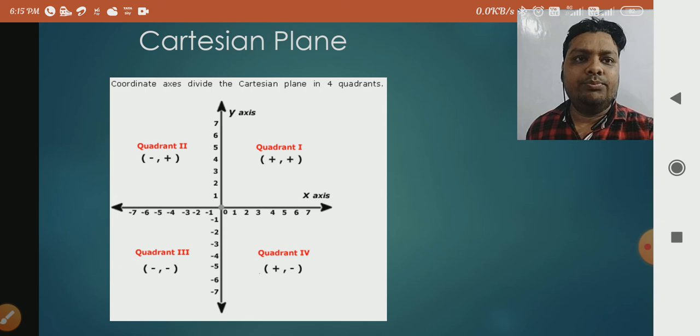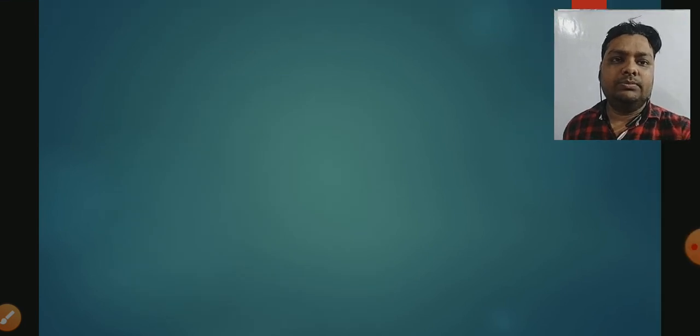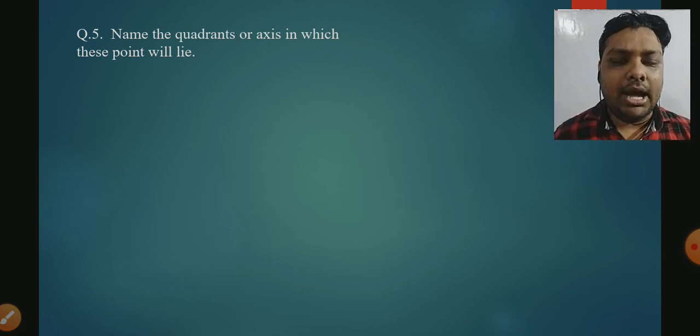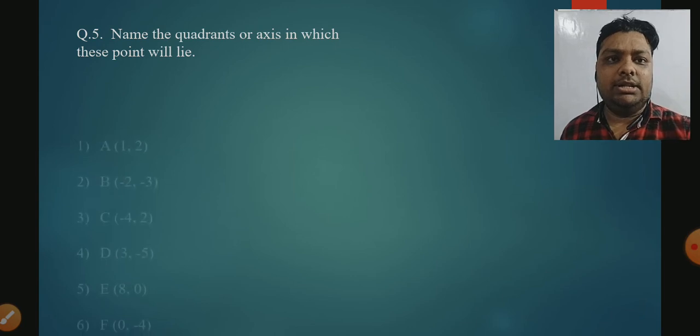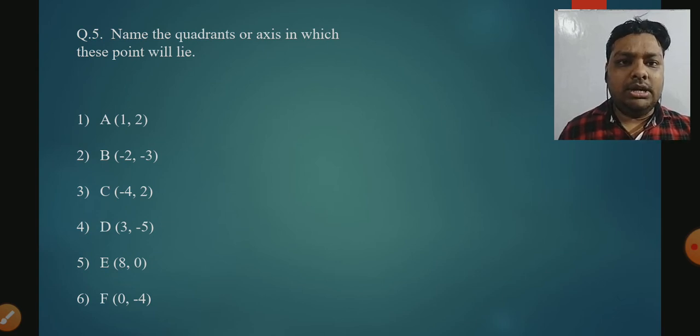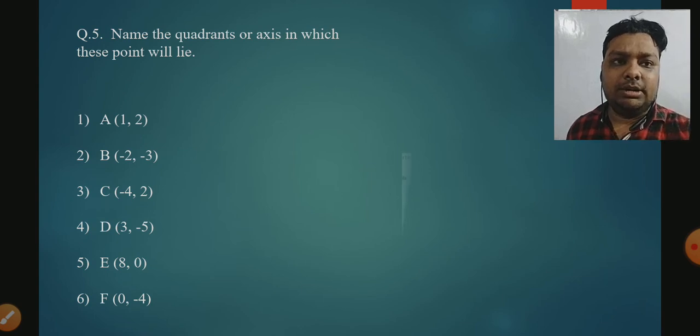Okay. Now after that, let's solve some questions. Name the quadrants or axis in which this point will lie. Now here is the question. These are the 6 questions. At first, question number 1. It is written 1 and 2. So at first let's see the Cartesian plane.